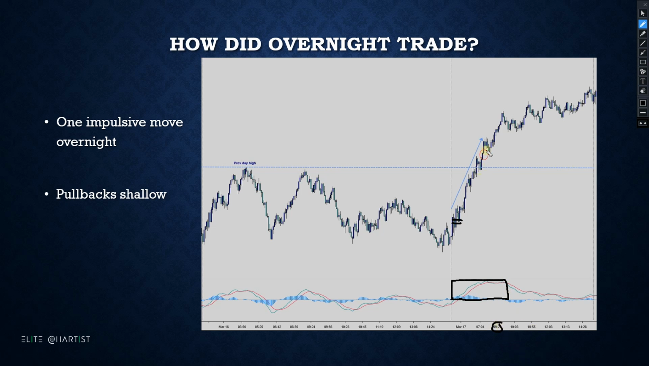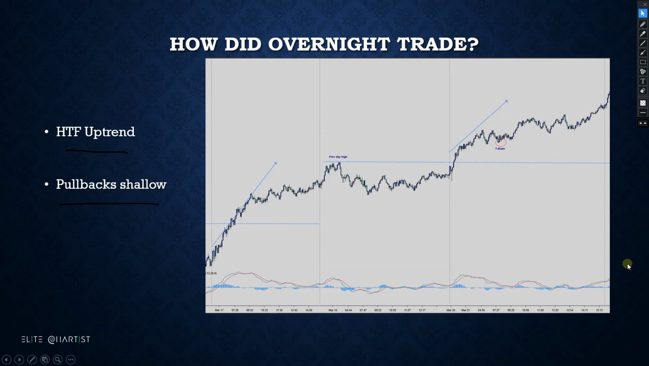Look at this, this is 9:20 actually. Once you're over here, this is definitely a red flag for me, telling me that the pullbacks are extremely shallow and that this is a runaway trading day that I don't want to counter trend. So the pullbacks are shallow and you got one impulsive move overnight. The MACDs are telling you that it's bullish. Price action is telling you that it's very bullish. You broke out of previous day highs as well. So it's putting all these little clues together and having a checklist of how you define certain things.